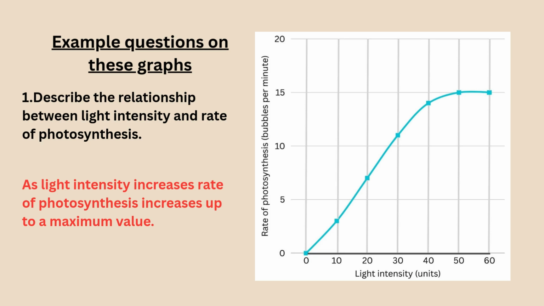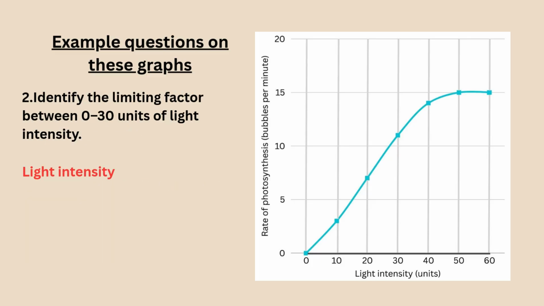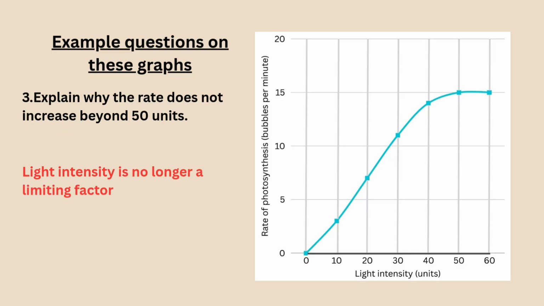Describe the relationship between light intensity and the rate of photosynthesis. As light intensity increases, the rate of photosynthesis will increase up to a maximum value. Identify the limiting factor between 0 to 30 units of light intensity. In this case, the limiting factor would be light intensity, because as light intensity increases, so does the rate of photosynthesis. Explain why the rate of photosynthesis does not increase beyond 50 units of light intensity. This is because light intensity is no longer a limiting factor beyond 50 units of light.